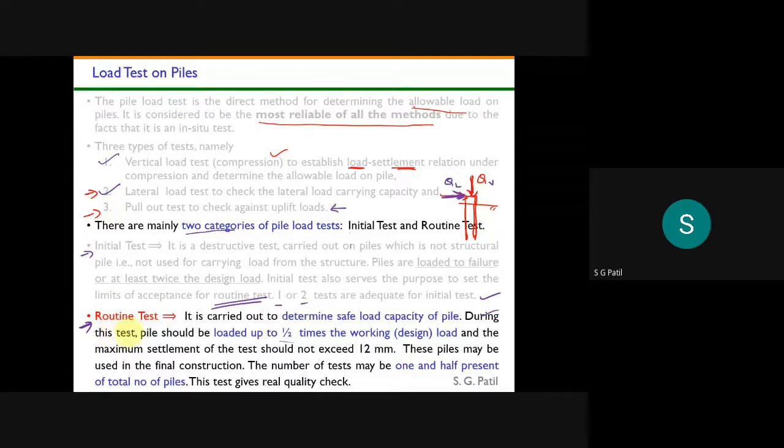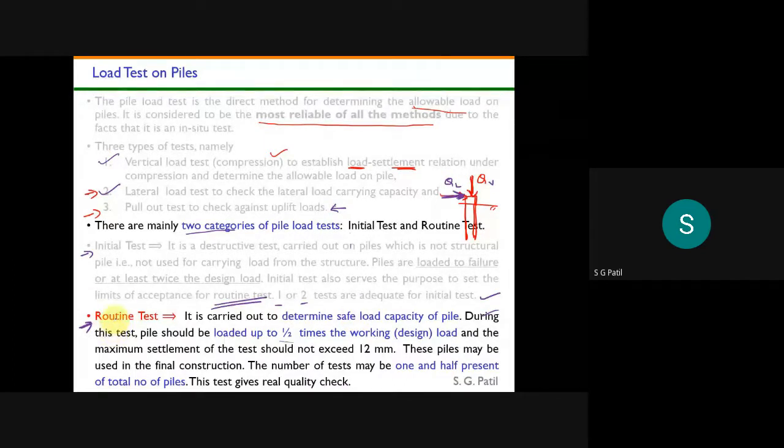Whatever piles you test in the routine test, those piles will participate in the load carrying mechanism from your superstructure. So you are not allowed to fail that pile entirely. You will apply only 50% of the load, and you will check how much settlement is occurring. If the settlement under that 50% load is acceptable, then you can tell that the work has been done with good quality control. That conclusion you can draw from these routine tests.